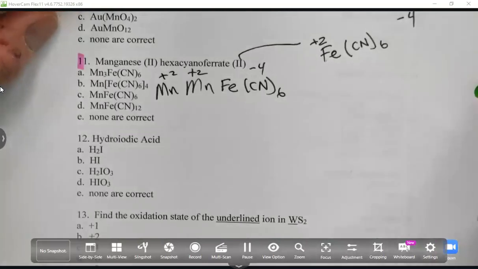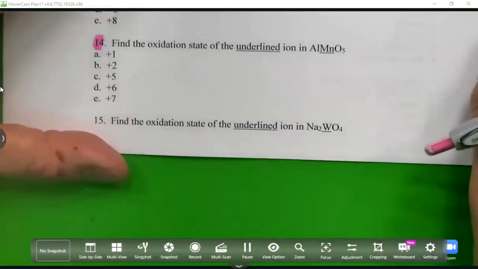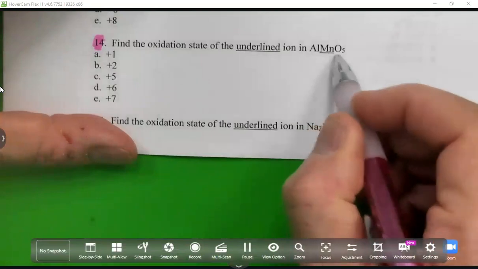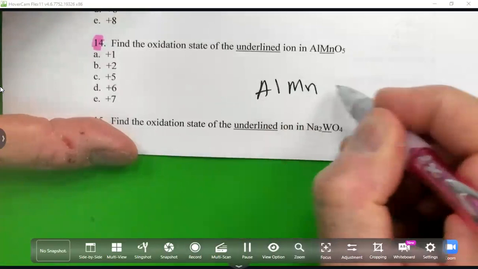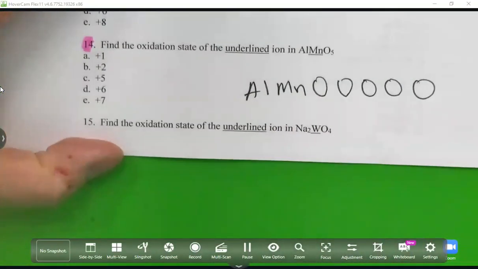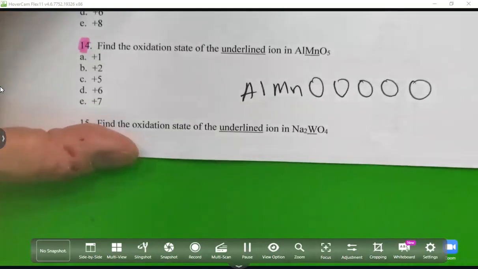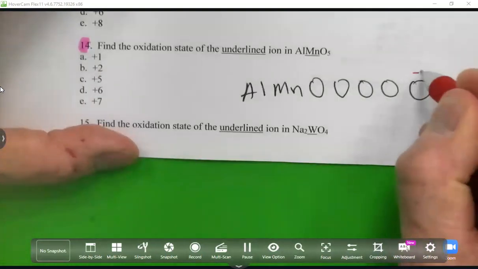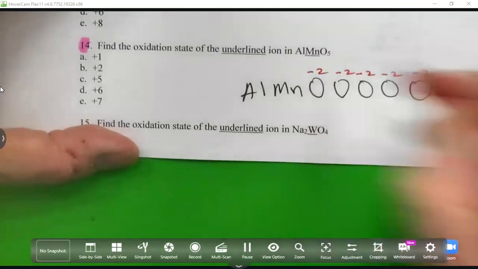14. 14 down below, find the oxidation state of the underlying ion in AlMnO5. All right, so we have Al, we have Mn, we have 1, 2, 3, 4, 5 oxides. All those oxides: -2, -2, -2, -2, -2.